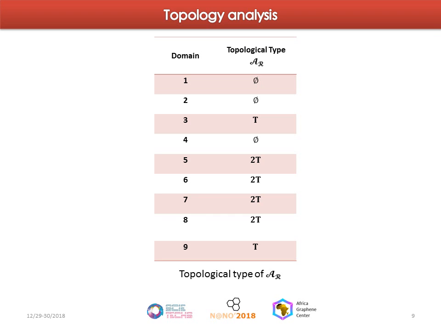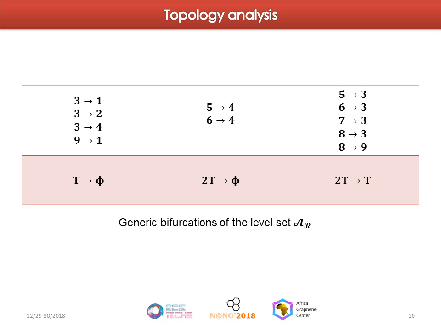We find the topological type of AR in each domain. In domains 1 and 2, the set is empty; in domain 3, a torus; in domains 5, 6, 7, 8, two tori; and in domain 9, a torus.